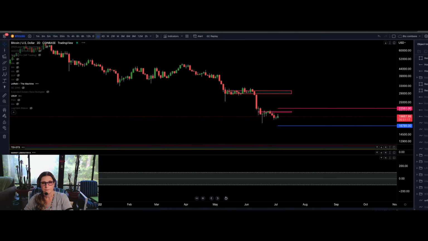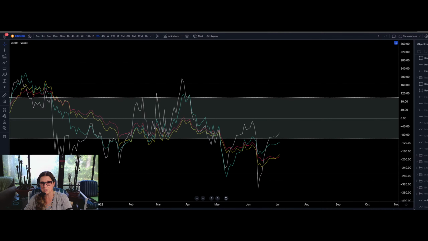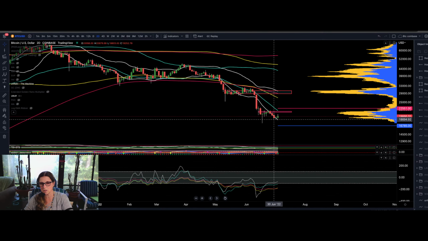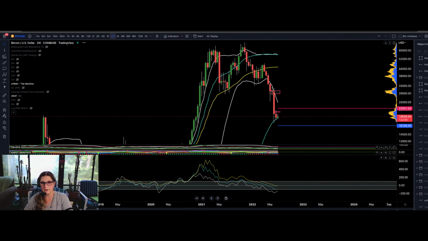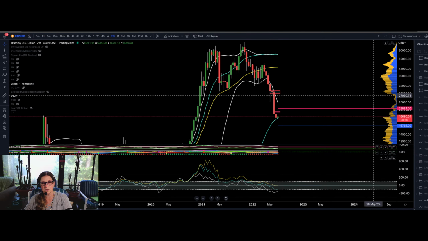On the 2-day, we've got white underneath us, and white is inside the box. Okay? Which means price can't break it to the downside until white comes out of the box. So let's summarize this all up. Okay? We have a blue underneath us that's very weak support, okay, on the 2-week time frame.